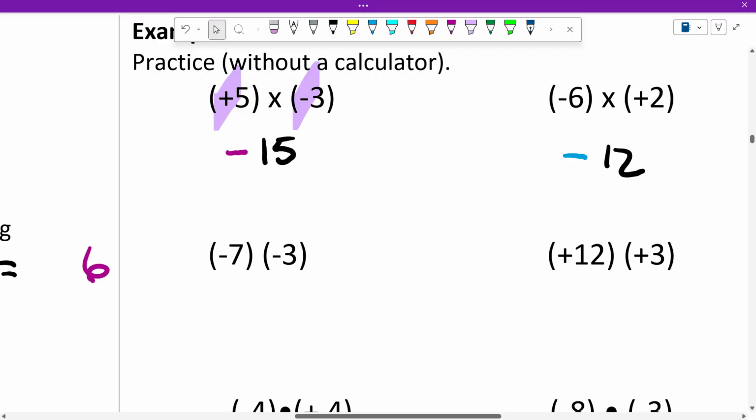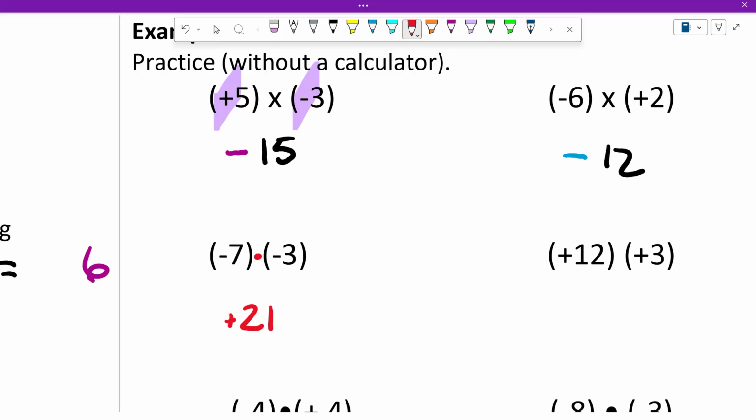Next one. What's in between here that you don't see? Times. You can draw it in if you want. All right. Don't worry about the signs. 7 times 3. 21. Now worry about the signs. You have a negative and a negative. Positive. All right. Negative and negative makes positive.